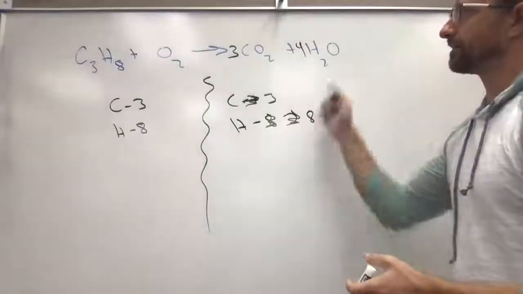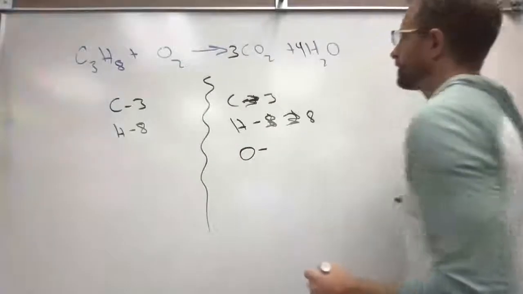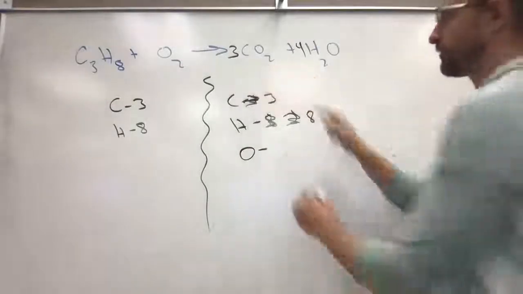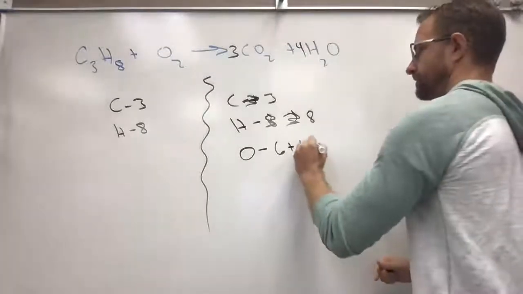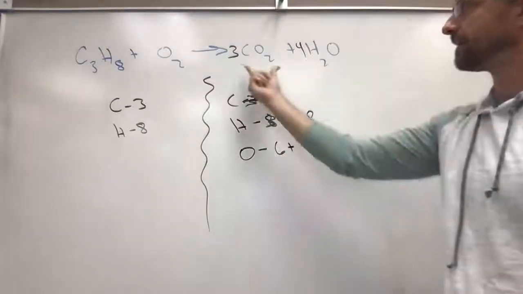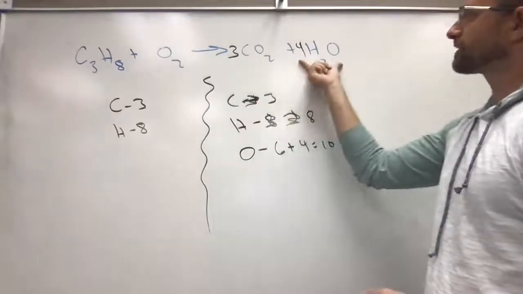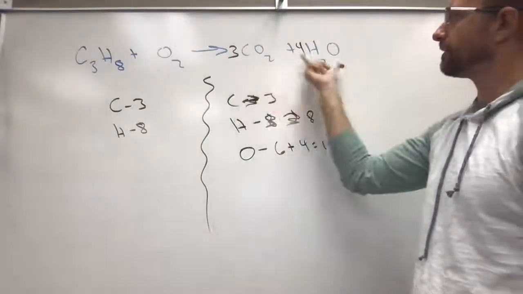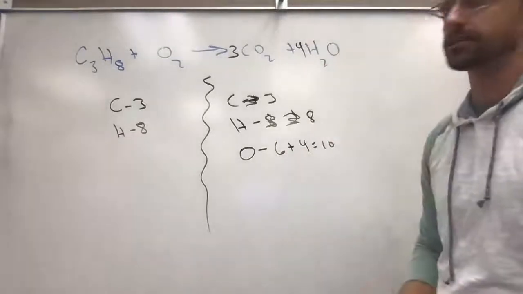Since oxygen's in multiple places, we definitely want to save that one for the end. We're at the end now. So I have 3 times 2 for 6 oxygens plus 4 times 1 for 4 oxygens. So I have 10 oxygens. Again, 3 times 2 gives me 6 for my carbon dioxides. 4 times 1, right? I multiply here, and then I add those 2 together. So we had 6 plus 4, so I have 10 oxygens.